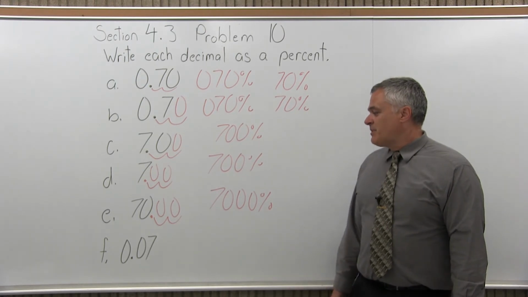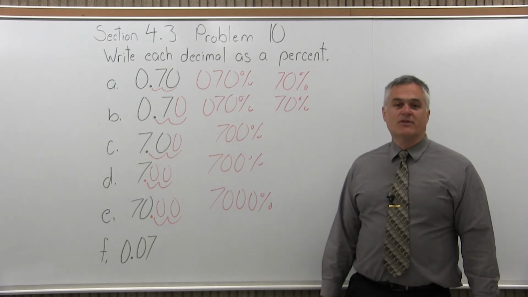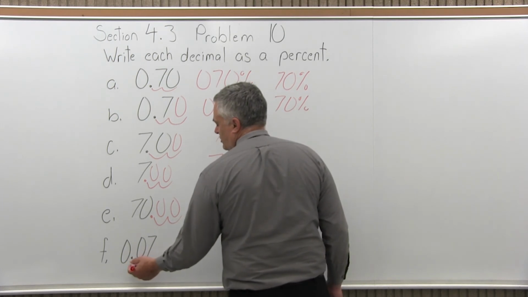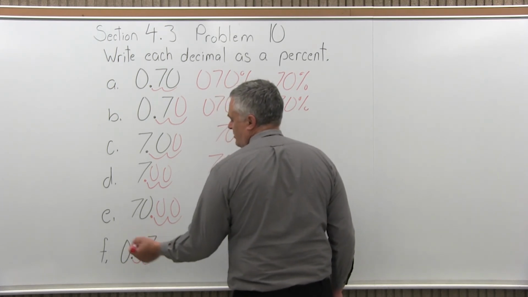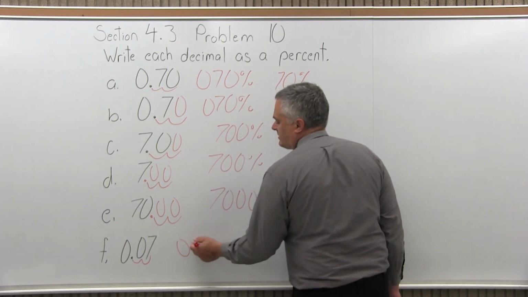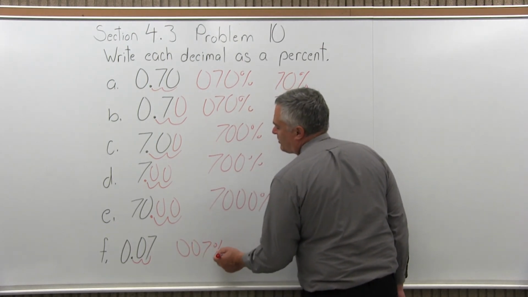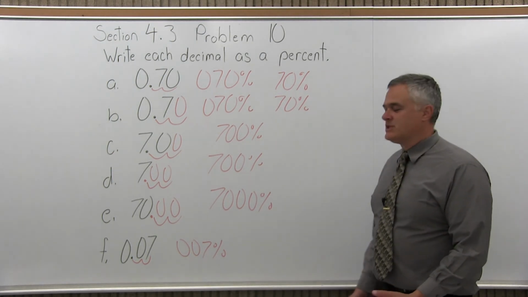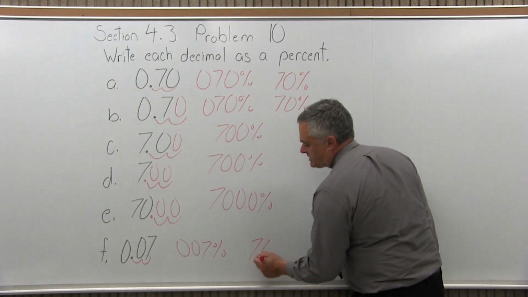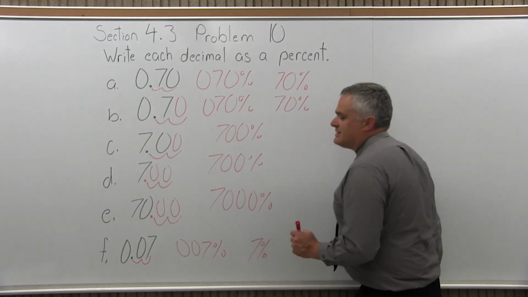And finally, this one has a part F, 0.07. Convert that to a percent. So take the decimal where it's written and move it 2 positions to the right. So it comes just to the right of the 7. So it'd be 0.07%. And nobody would really bother to write those first 2 zeros. I mean, that follows the procedure, but you would probably just simplify that to saying it is 7%.